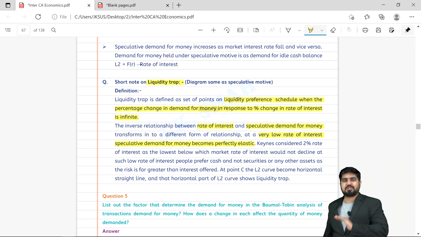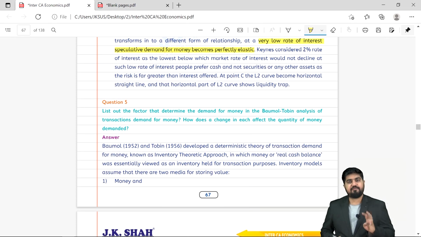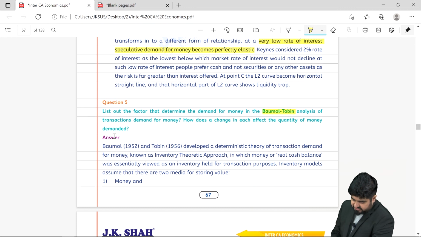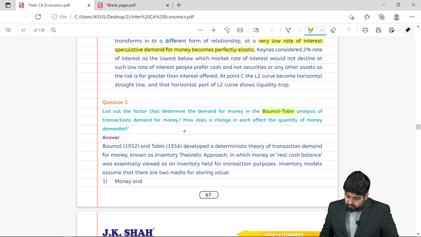Now, the post-Keynesian theory. Theory number 4. See this very carefully. List out the factors that determine demand for money in the Baumol-Tobin analysis of transaction demand for money. Now this theory was given by Baumol and Tobin. It is called the inventory approach, or inventory theoretic approach. Now, what does it say? How does a change in each affect the quantity of money demanded?